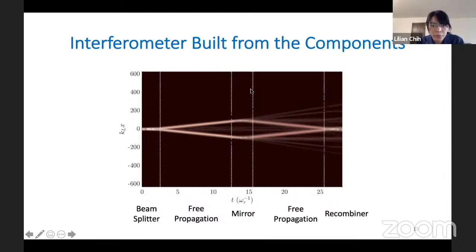In the third region, we apply the reflection protocol. And as you can see, during free propagation, the matter waves are brought together again. And finally, we apply the recombining protocol. After this, we can look at the interference pattern to determine the acceleration.